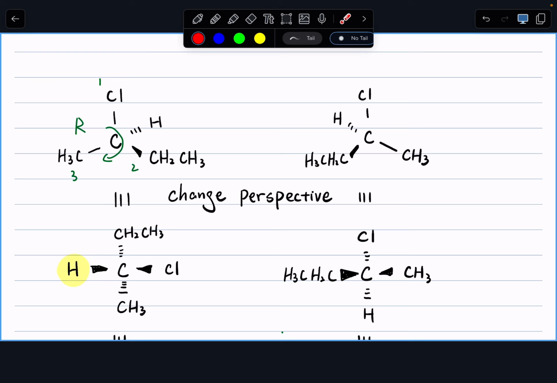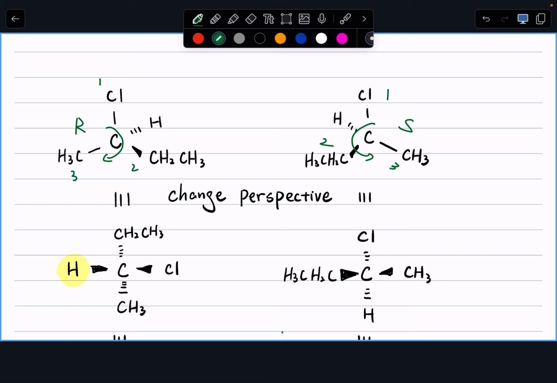So now let's focus on this one here. Putting it on our normal perspective, which is the wedge dash perspective, again setting my chlorine, carbon, methyl group as my plane. My ethyl group is wedged out, my hydrogen is dashed in. So we can assign my RS stereo configuration to be 1, 2, 3. It's going this way, and this one is S. That's what we expect, right? They're enantiomers, so we're flipping the chiral center.